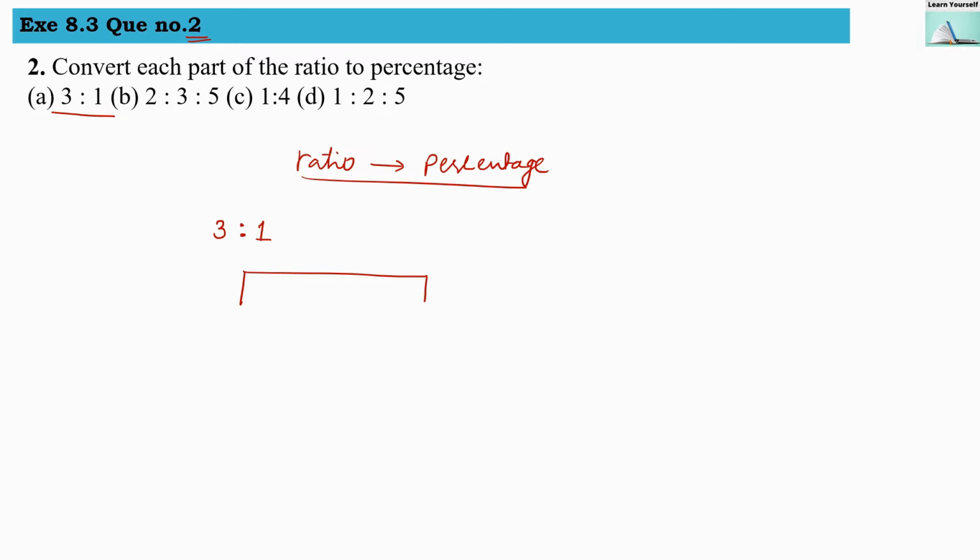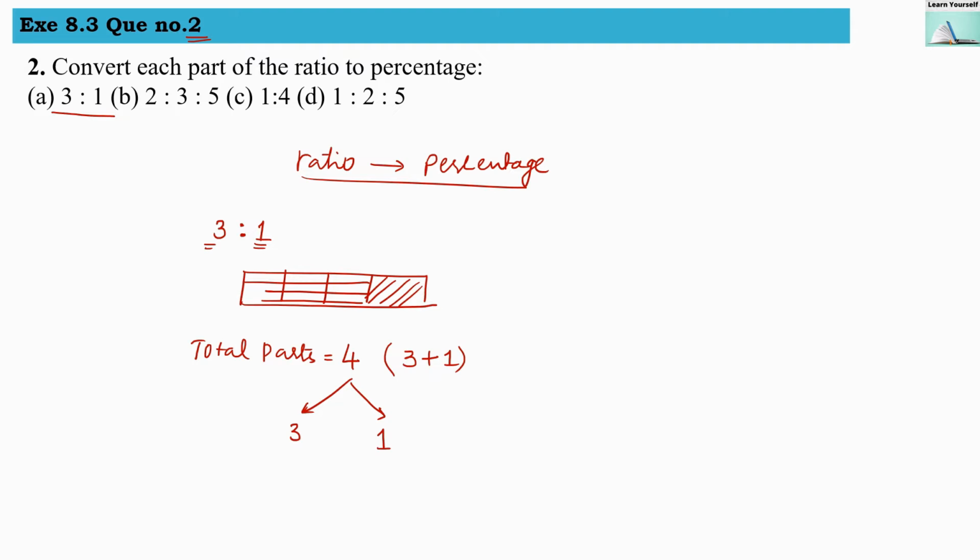The meaning of this is they have given us total parts are 4. Out of this, one has 3 parts and another has 1 part. So these 3 parts consist of the first term and another 1 part consists of the second term. So 3:1 means there are a total of 4 parts. How have we written here 4 parts? 3 plus 1 equals total 4 parts, out of which one has 3 parts and the other segment has 1 part. Now we have to find out percentage.